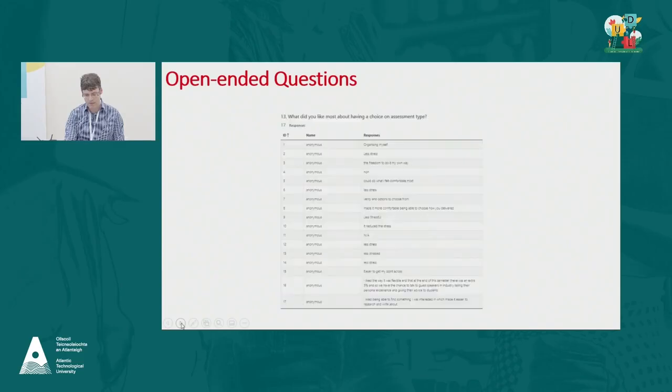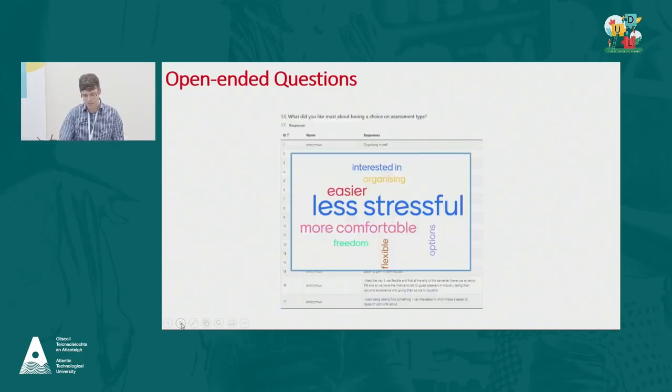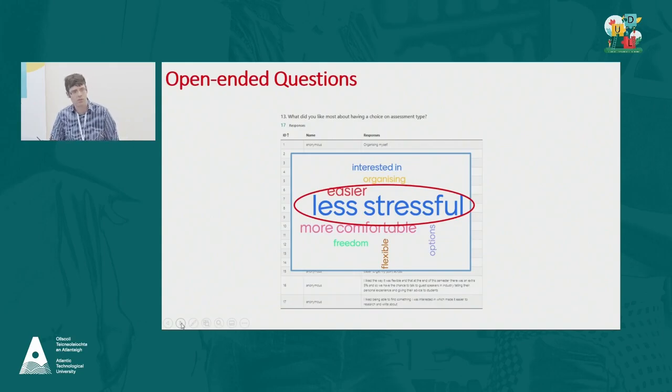And then I asked them, what did you like most about having an assessment type choice? So I just pulled out what was coming from all the respondents there, and the most common theme was less stressful. And that was an interesting one, because I went back, even though it's an anonymous poll, I can see how each student filled out the poll. Some of the students that said it was less stressful actually did an in-class presentation. So having a choice, they still found it less stressful.